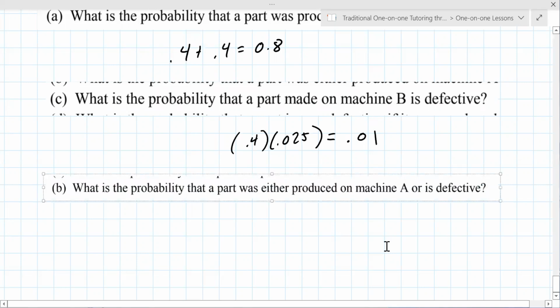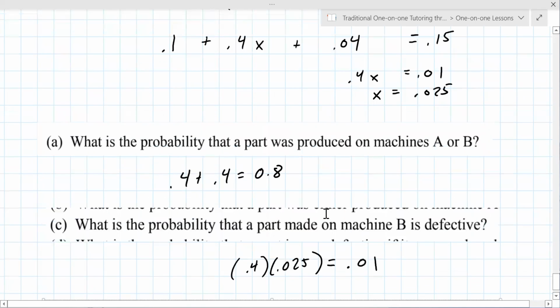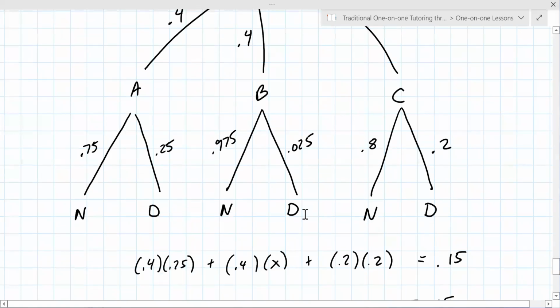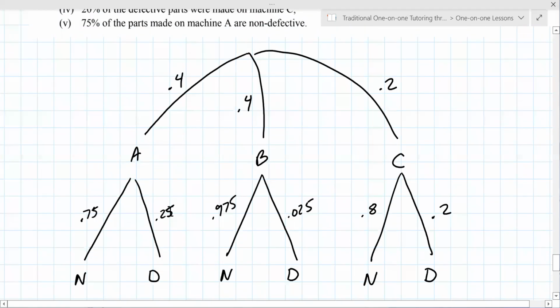Okay, so what is the probability that the part was either produced on machine A or is defective? Let's look at what that means. Machine A, we know, is 0.4, but we also want the other ones that are defective. But we don't want to double count. So we don't want to go down A to defective because we already have that here. So we need to go down B in defective, C in defective. You don't double count here.